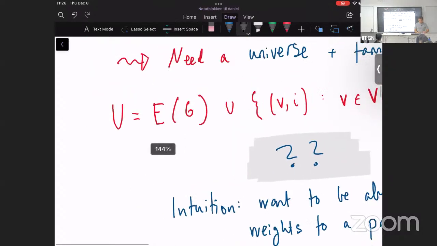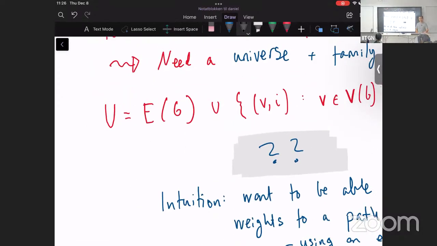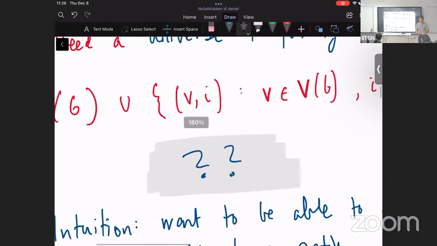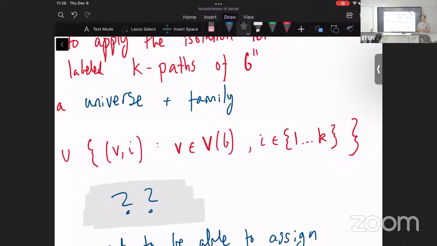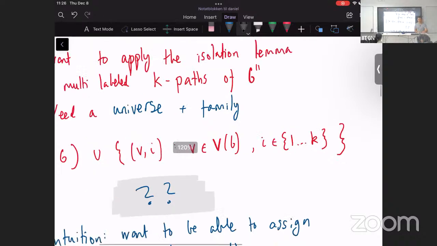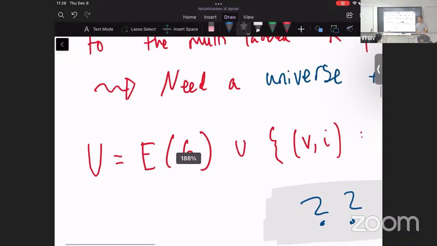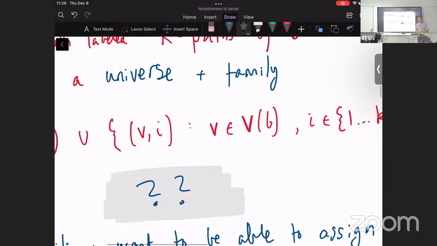Okay, so here's the universe. The universe has one element for every edge of G, and furthermore, for every vertex and possible label. So we're interested in multi-labeled K walks, so walks on precisely K vertices. So the set of possible labels will now be the integers from 1 through K. So our universe is the edges of the graph, union for every pair of vertex comma label.